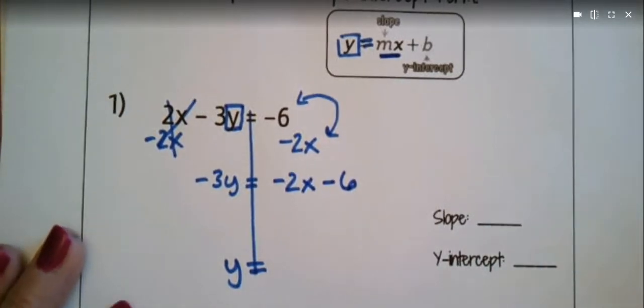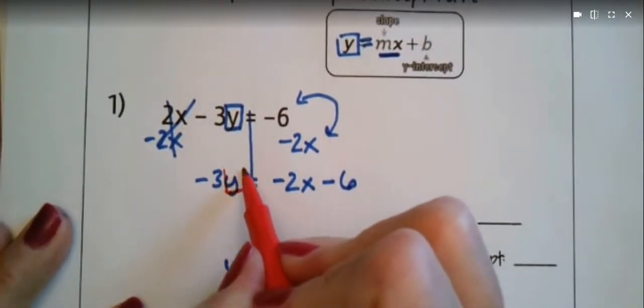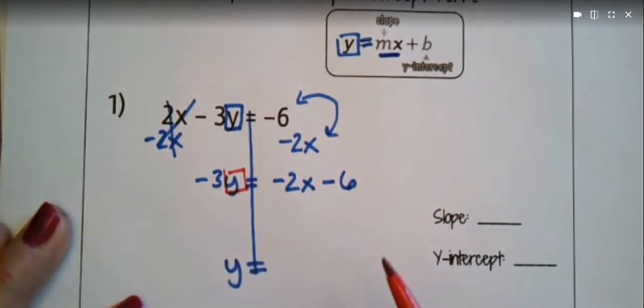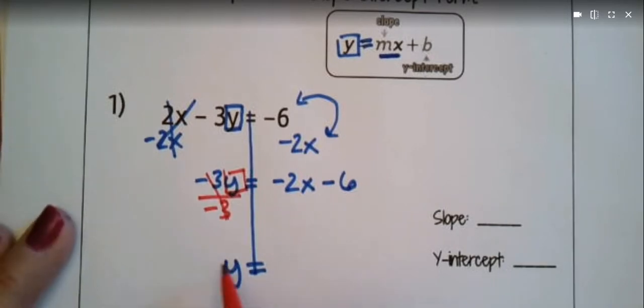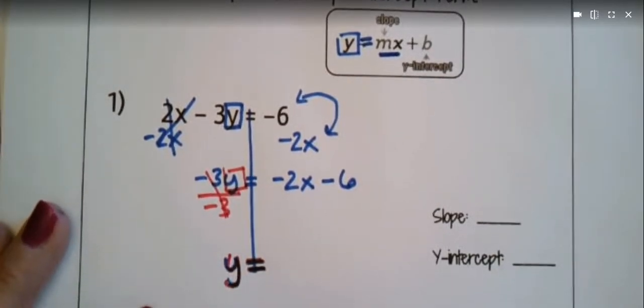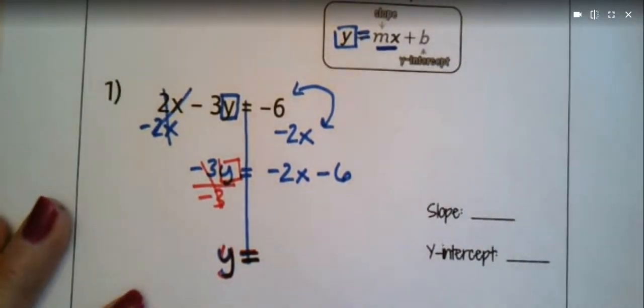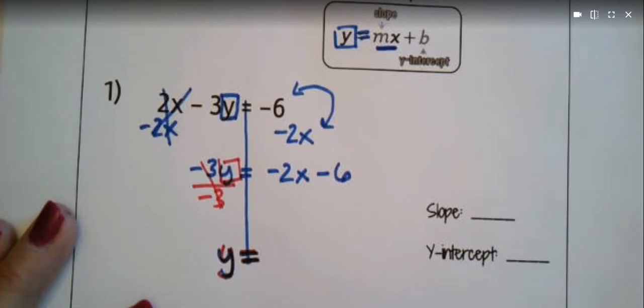Okay, now my next step here is to get, of course, the y by itself. Do you see how it's being multiplied to the -3? So to undo that, I'd want to divide by -3. Okay, that's going to get me y all by itself right down here. But if I do it to one side, I need to do it to the other side. So if I divide the left side by -3, I have to divide the right side by -3 also.